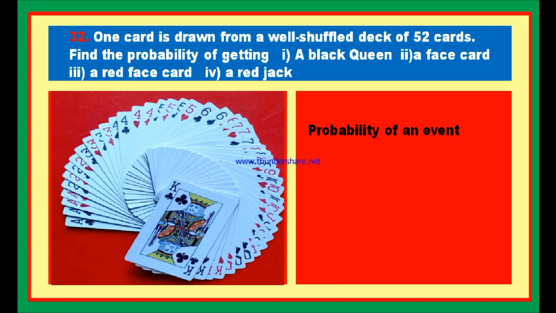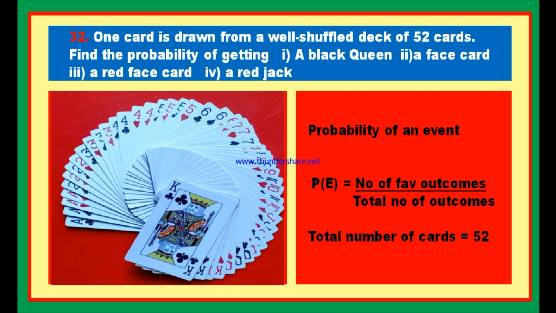Now, the probability of an event. Here we have to find the probability of 4 events. The formula to find the probability of an event, P of E, is equal to the number of favorable outcomes by the total number of outcomes. I shall repeat. Probability of an event P of E is equal to the number of favorable outcomes by the total number of outcomes. Here, total number of outcomes means the total number of cards. How many cards do we have now? The total number of cards is equal to 52. Since there are 52 cards, the total number of outcomes is also equal to 52.